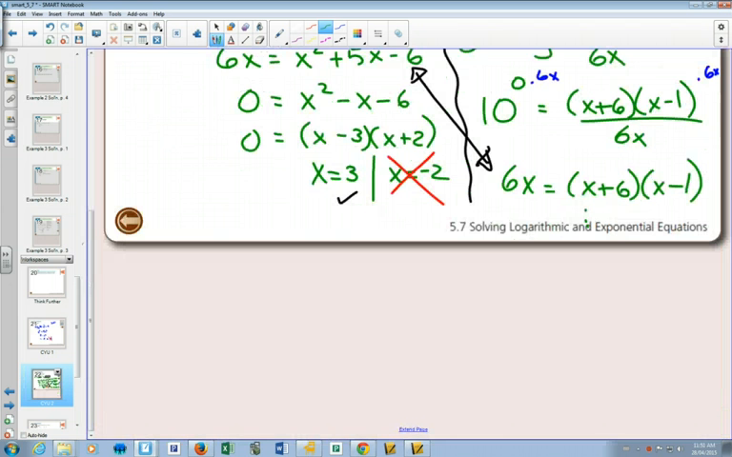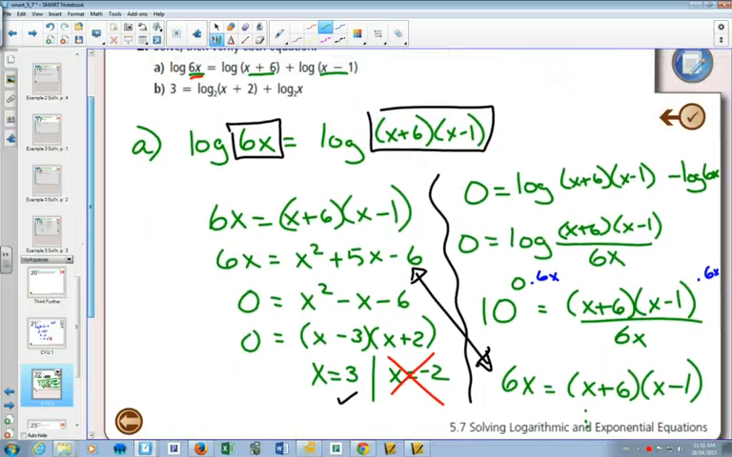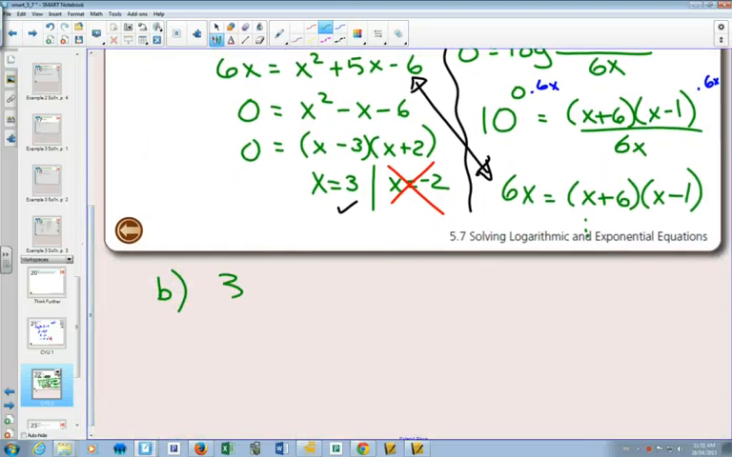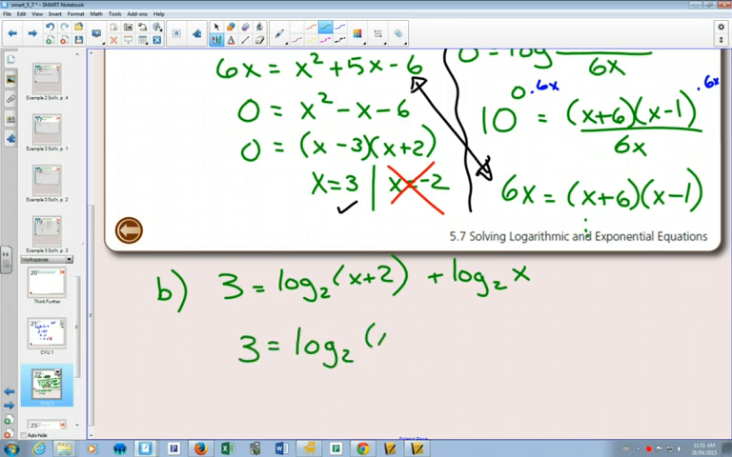For part B, we had 3 equals log 2 of x plus 2 plus log 2 of x. So again, some important things that we notice. The bases have to be the same in order for us to use our log laws. These ones both have a log base 2. We're adding logs, so that means we can combine them by multiplying.